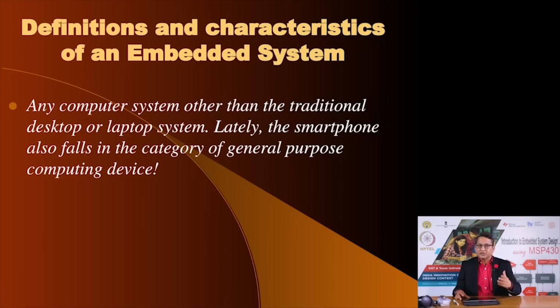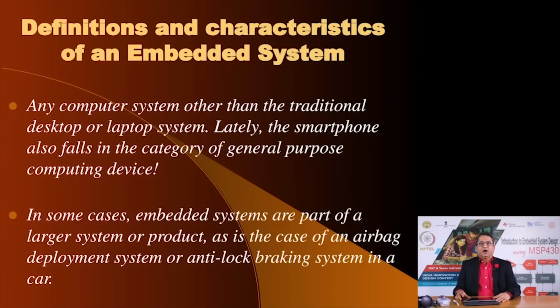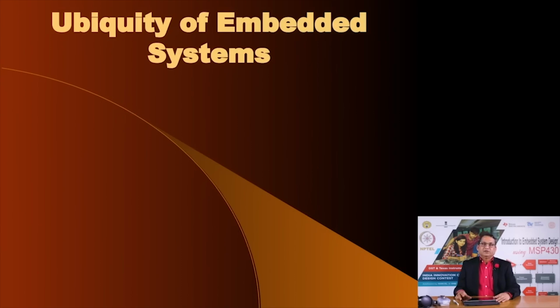Any system which uses a computer, but which is not any of these three, is an example of an embedded system. In some cases, embedded systems are part of a larger system and you are not even aware that you are using such a system, and case in point is the anti-lock brake system in a car or the deployment of the airbag system in a car, which are examples of embedded systems. Okay. Let us see how ubiquitous the embedded systems are.